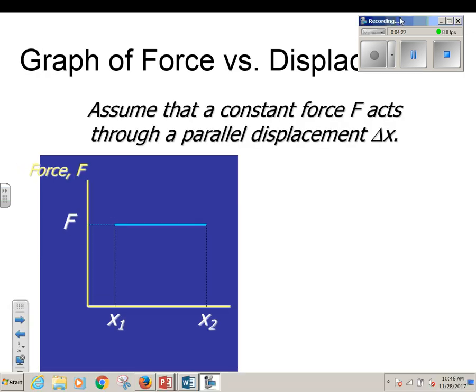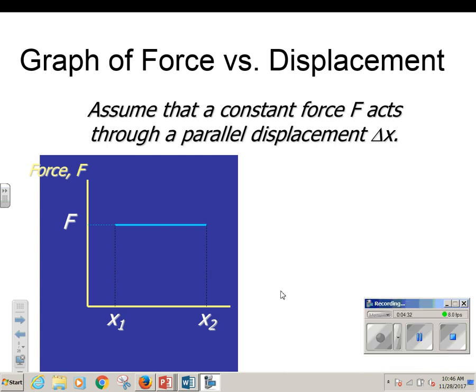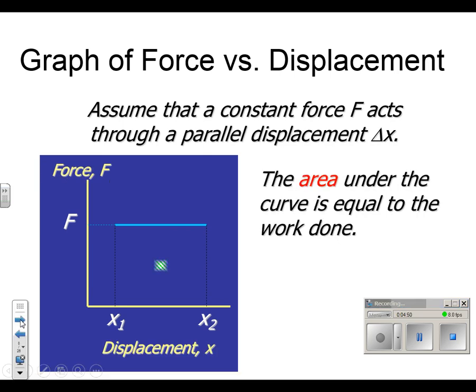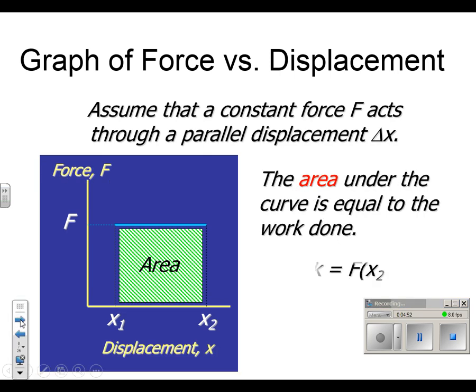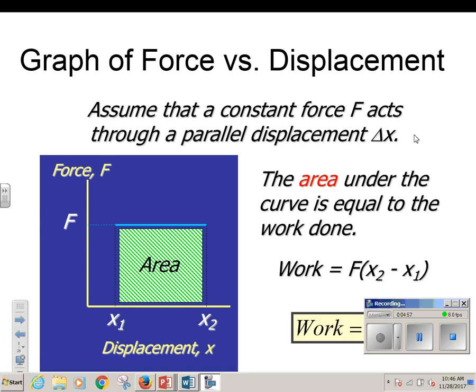Now we can talk about graphing. When we graph, the 2 things that we always look at are our slopes and our areas. If we look at the area of this, because this line doesn't have a slope, we would have force multiplied by change in displacement. So that's really work, because force times change in displacement is work. So the area under a curve on a force versus displacement graph is the work.